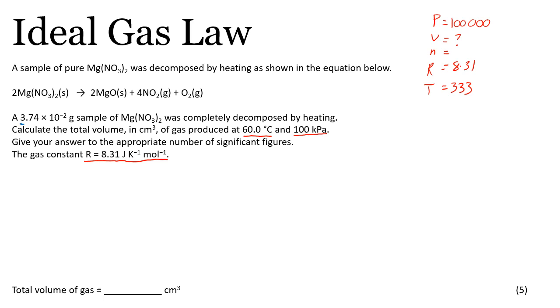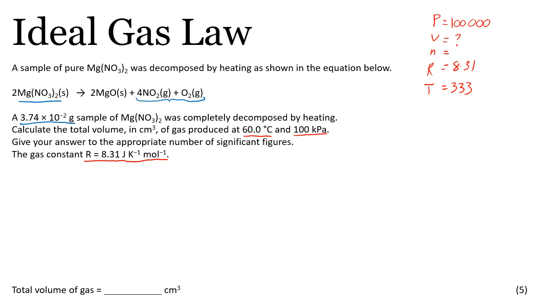We've got this mass here, 3.74 times 10 to the minus 2 grams of the magnesium nitrate. It's completely decomposed by heating, and we want to work out the total volume of gas. So the gases in our question are this nitrous oxide and oxygen. We don't know anything else about that yet, so we can work out the number of moles of the magnesium nitrate, and then do the ratio to work out the number of moles of gas. It's just a reacting mass calculation before you go into the ideal gas law.